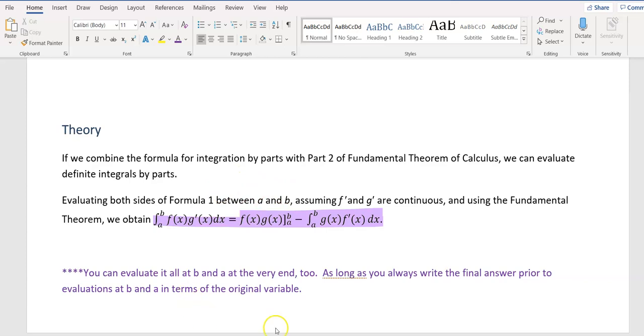But just know that you can do definite integrals with integration by parts using the same idea, and you can do it at the very end, which is my preference. You can do what you want, but I prefer it at the very end, evaluating at b and evaluating at a, and then doing the subtraction.